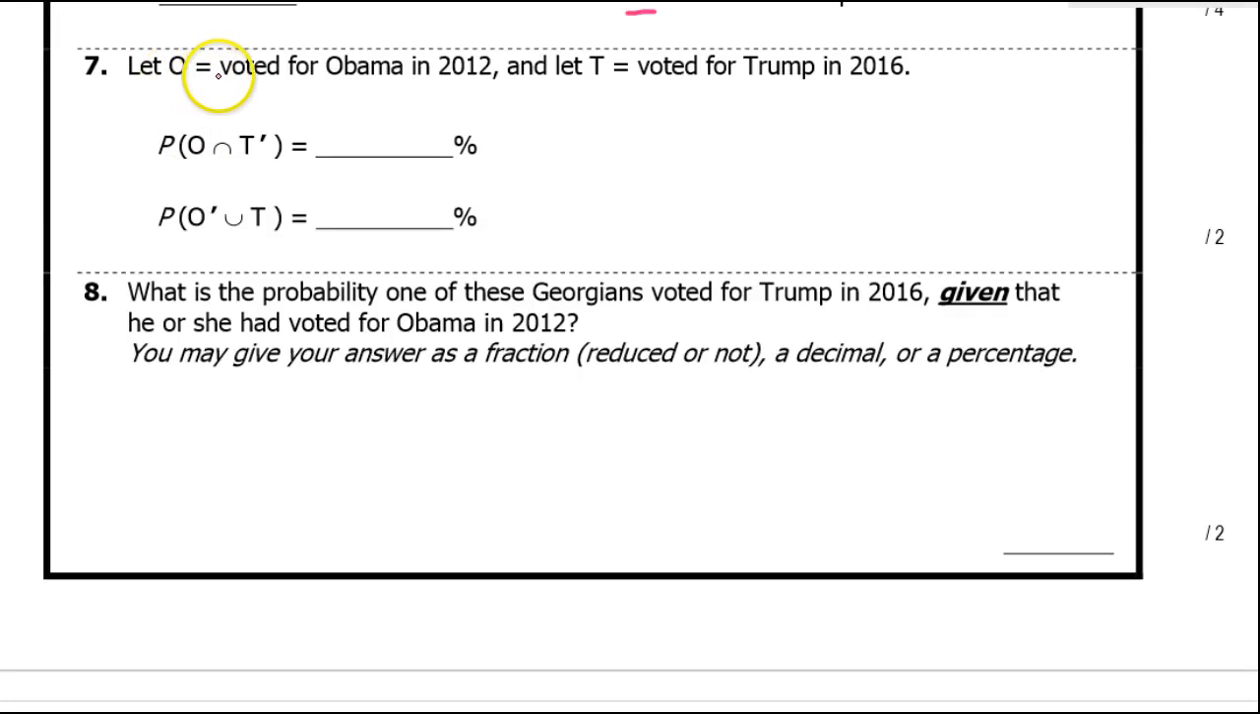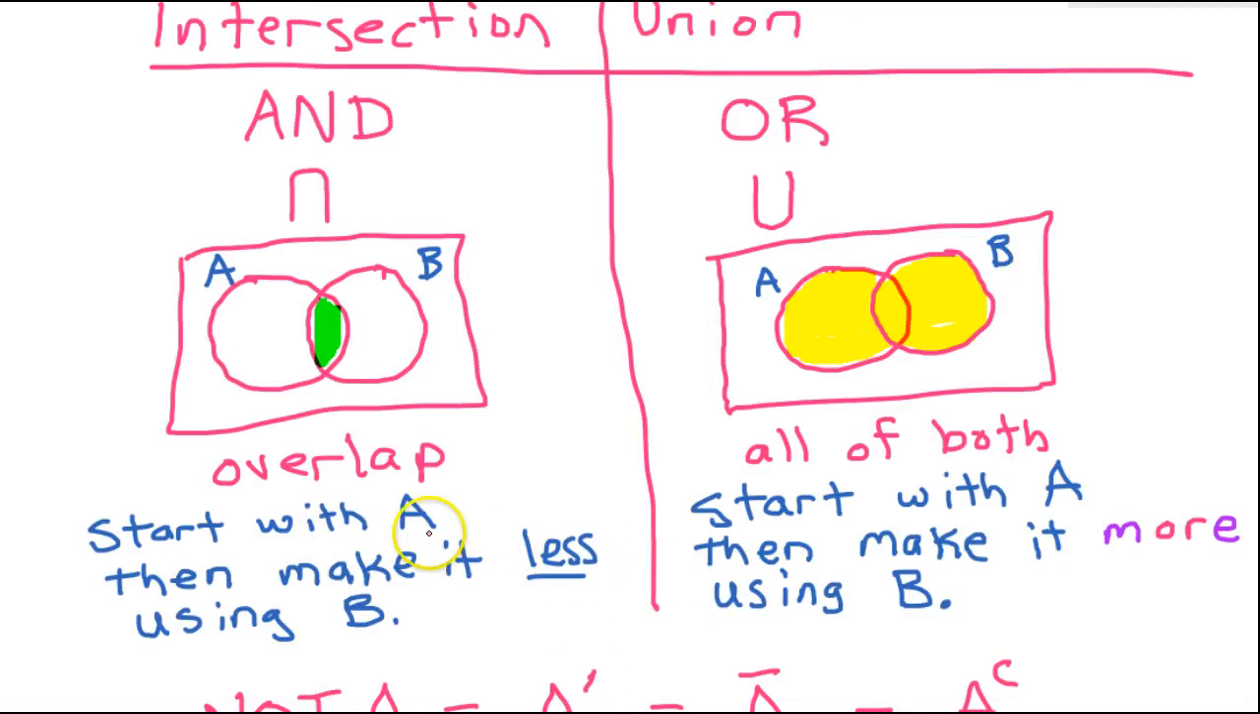All right, for problem number 7, we're still using O for voted for Obama in 2012 and T equals voted for Trump in 2016. Now we're going to find the probability of O and not T. Well, here's a trick that I like to use. Let's look at and versus or on a Venn diagram. A good trick to use is if it's an and problem, start with A and then make it less using B. If it's an or problem, you still start with A, but then you make it more using B. I like to say or is more. All right? And is less, or is more.